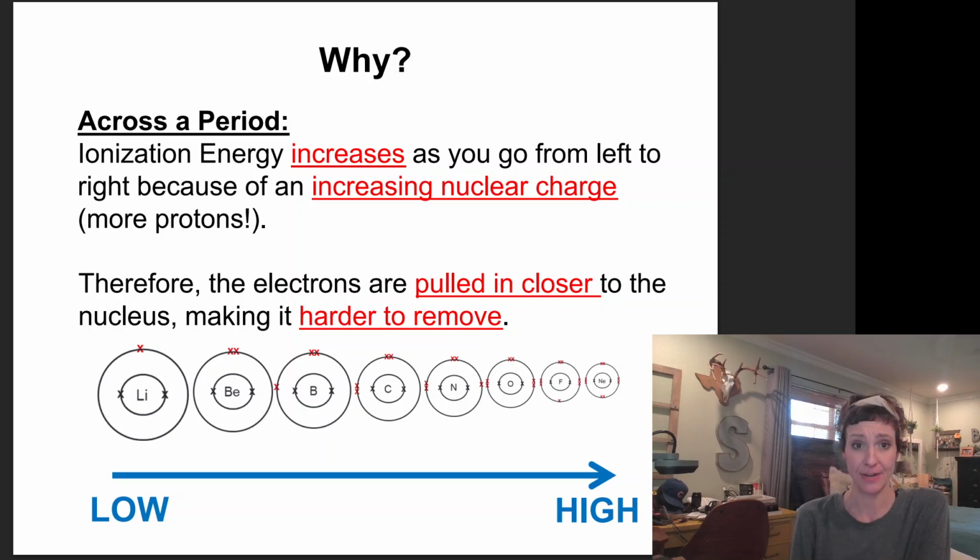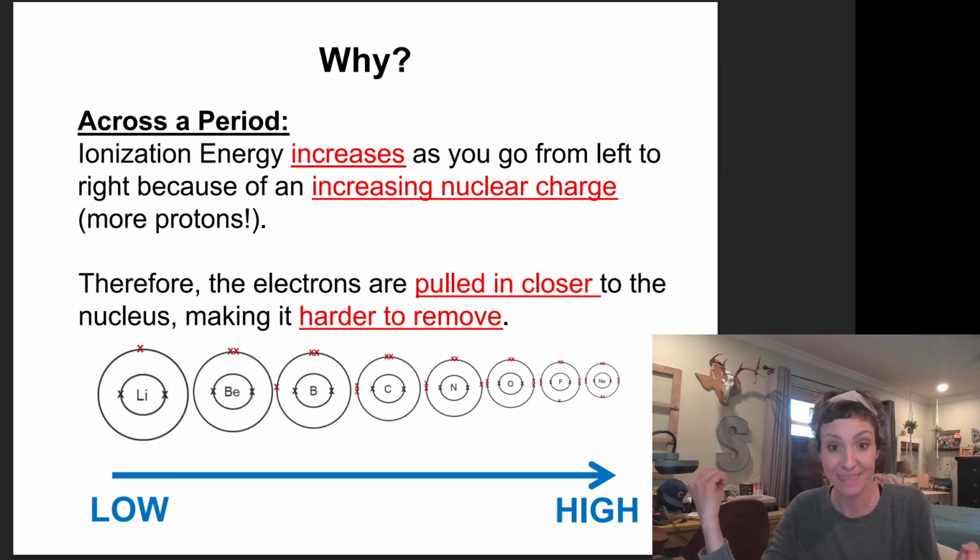So let's talk about across a period. Going from left to right across a period, we know that we are adding protons. Ionization energy increases as you go from left to right because of an increasing nuclear charge. Wow. We knew this made the atom smaller, but it's also increasing the ionization energy. It says, therefore, the electrons are pulled in closer. And y'all, if those electrons are pulled in closer by that tight nucleus, it's going to be very, very, very hard to remove them.